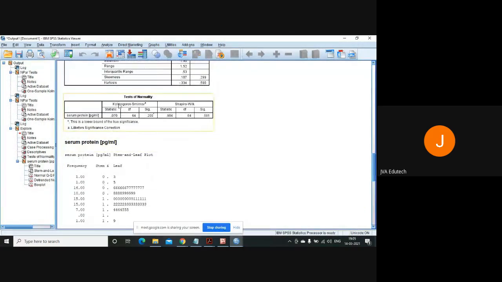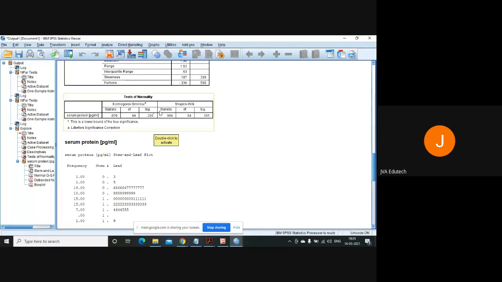Now see, it will give you both Kolmogorov-Smirnov and Shapiro-Wilk. Now we want to check through the Shapiro-Wilk method. So if you see what is the significance level, 0.581. Again, it is more than 0.05. We cannot reject the null hypothesis. And from this, we can conclude that our test distribution is normal.